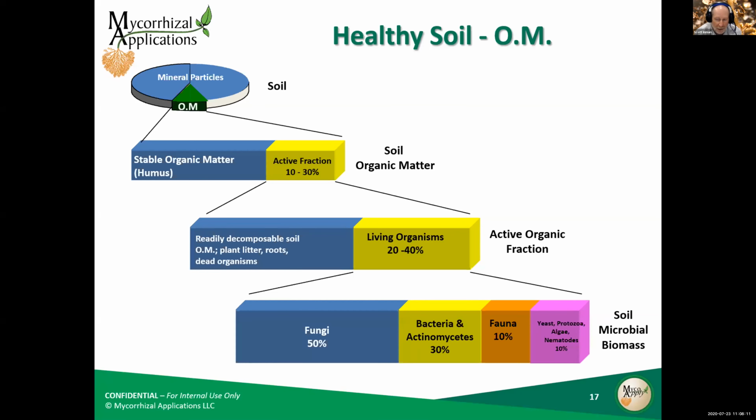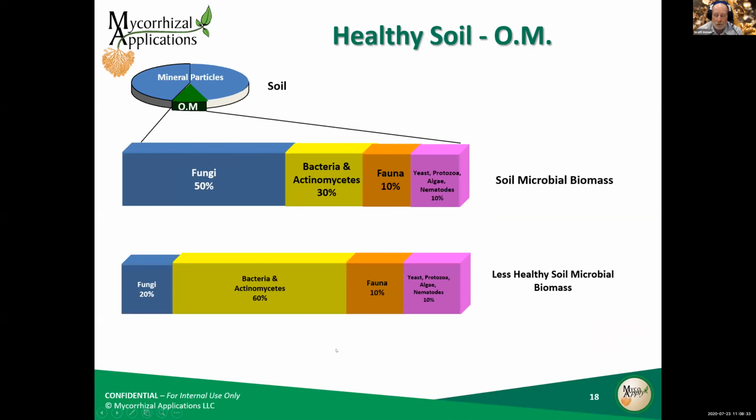Even though mycorrhizae contributes a lot to the microbial biomass, it's not the only fungi, and we need the other fungi because there are a lot of good degraders. They just can't maintain themselves without the biomass created in the habitat from the mycorrhizal fungi. So this is what a healthy soil looks like. Unfortunately, this is what most of our soils look like. If you look at a less healthy soil, this bottom bar, you have dominance of the bacteria and the actinomycetes, approaching 60% or greater of the biomass.